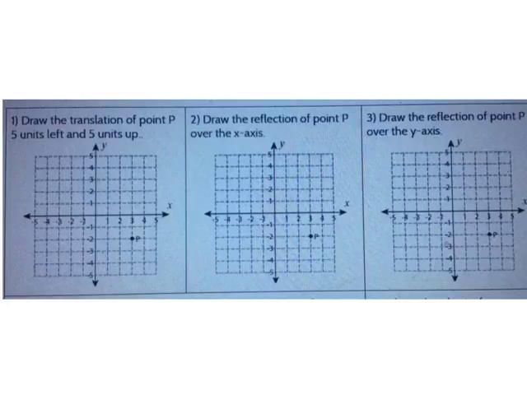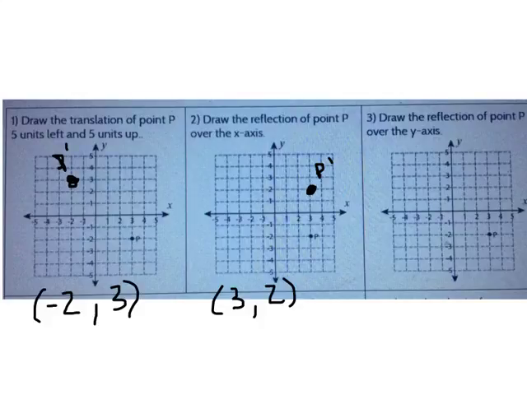First, draw the translation of point P 5 units left and 5 units up. Once you've drawn that translation, enter the ordered pair for P' into the boxes. P' is located at -2, 3. Now draw the reflection of point P over the x-axis. After you've done that, enter the location of P' in the boxes. P' is located at 3, 2, 2 spaces away from the axis, and now it's in quadrant 1.